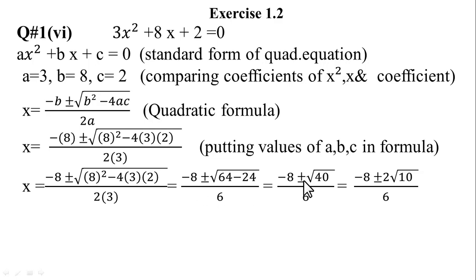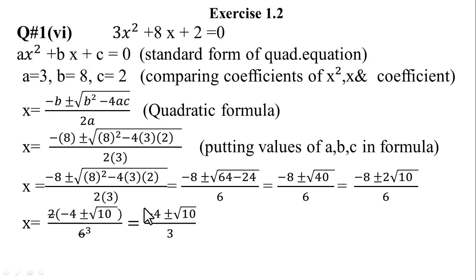Now x is equal to minus 8 plus minus square root of 40 divided by 6. Here 40 is 4 multiplied by 10. Then square root of 4 is 2. We have x is equal to minus 8 plus minus 2 square root of 10 divided by 6. Here taking 2 common, we have x is equal to 2 into minus 4 plus minus square root of 10 divided by 6. 2 ones are 2, 2 threes are 6. After simplifying, x is equal to minus 4 plus minus square root of 10 divided by 3. So the solution set of the given quadratic equation 3x square plus 8x plus 2 is equal to 0 is minus 4 plus minus square root of 10 divided by 3.